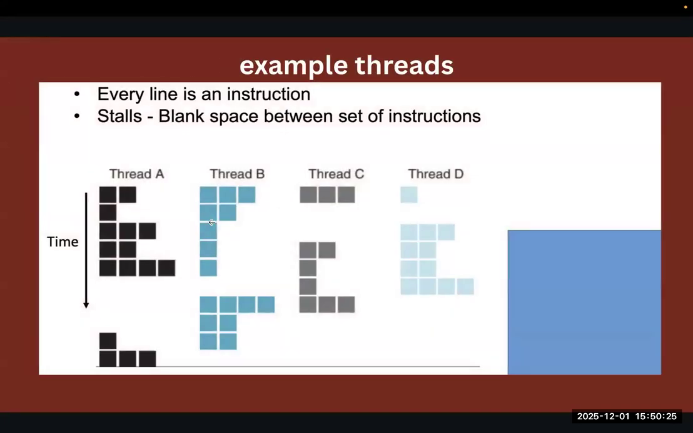We have example threads. The diagram over here shows four threads represented as blocks of instructions. The gaps represent stalls, times when a thread is unable to execute due to waiting for resources like memory. So this is the gap between these two threads. By analyzing these threads, we understand that wherever multi-threading comes in, it helps fill in these gaps by running another thread during these stalls, and it ultimately improves throughput.